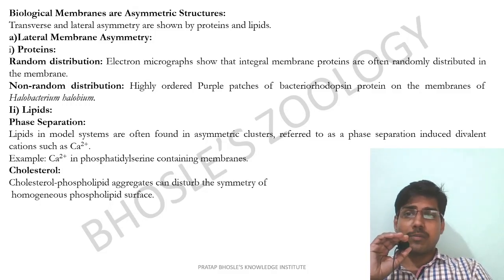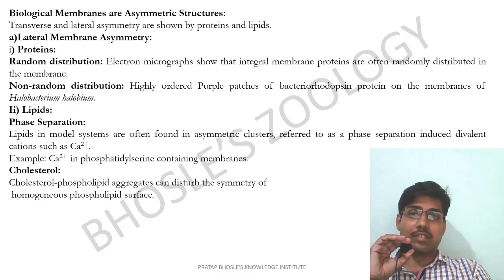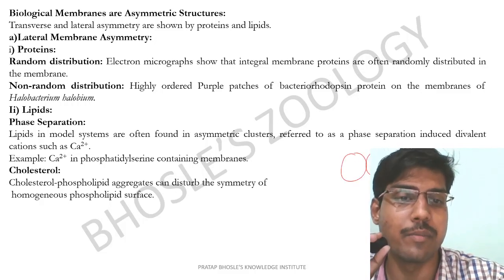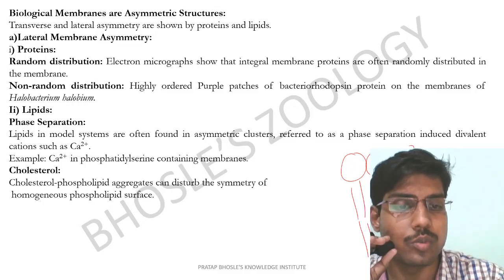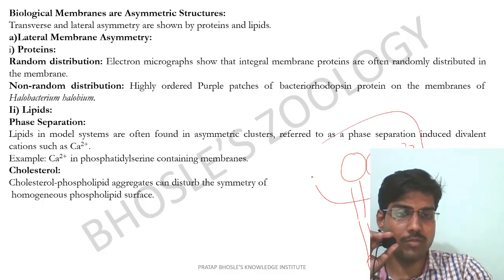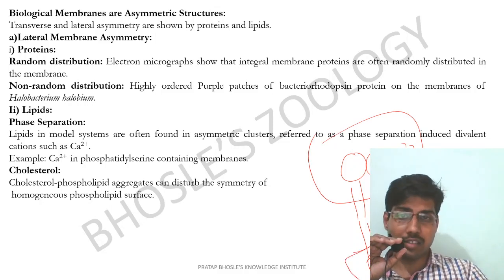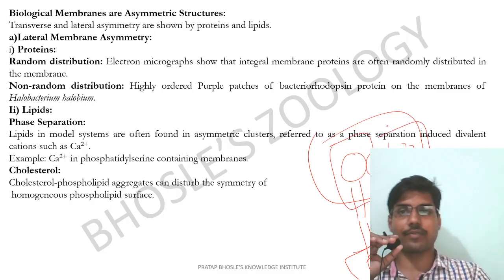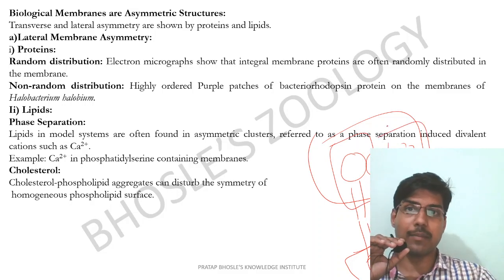The biological membranes show transverse and lateral asymmetry. What he wants to state is that these biological membranes show transverse asymmetry. Means what? The composition of this membrane is different from the composition of this membrane. And the lateral asymmetry means what? The composition of this area is different from this area. Okay, now we will see the lateral membrane asymmetry.